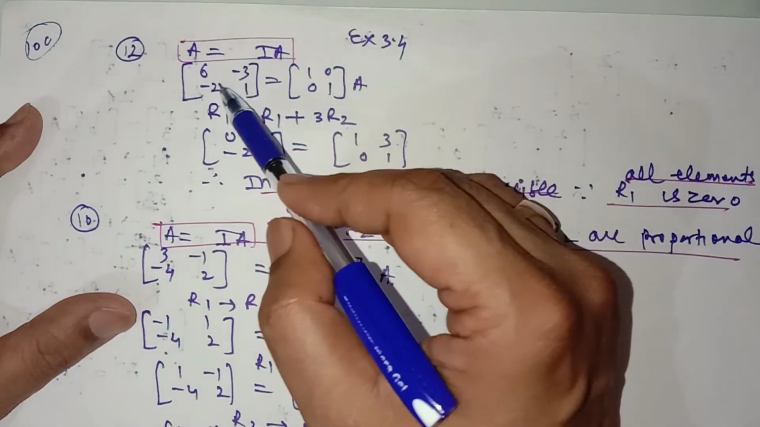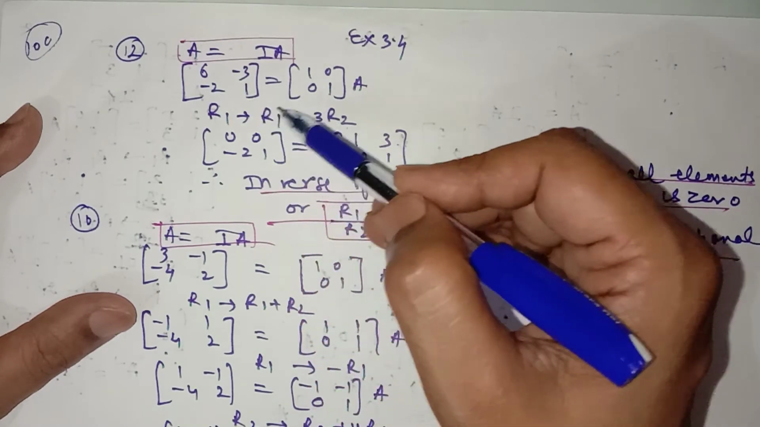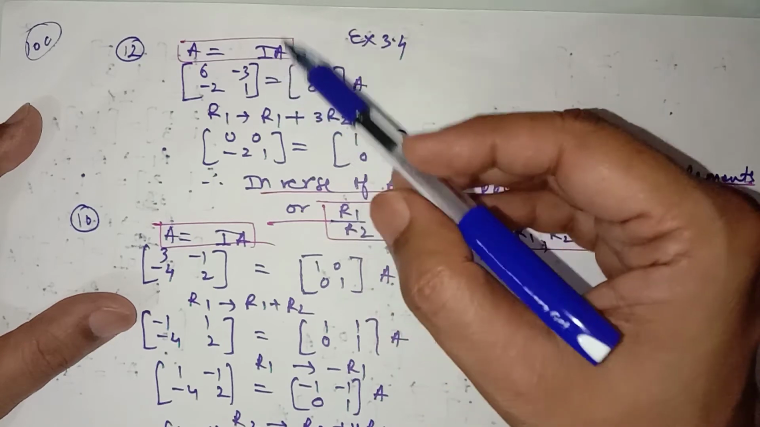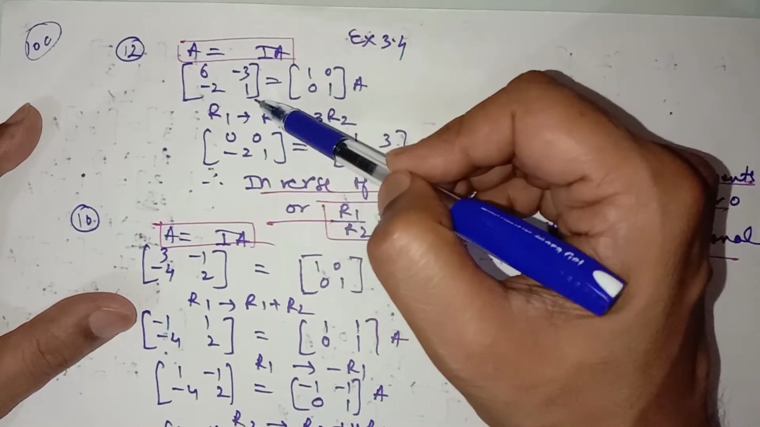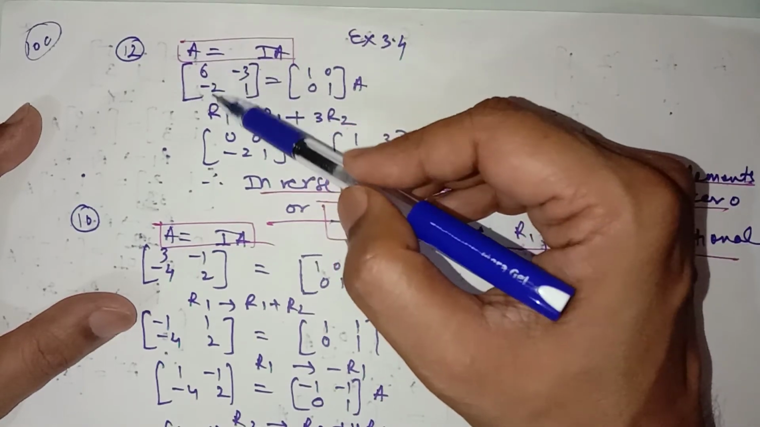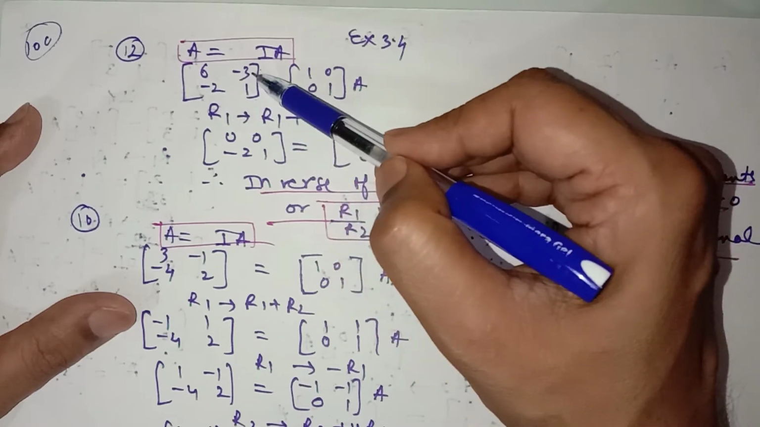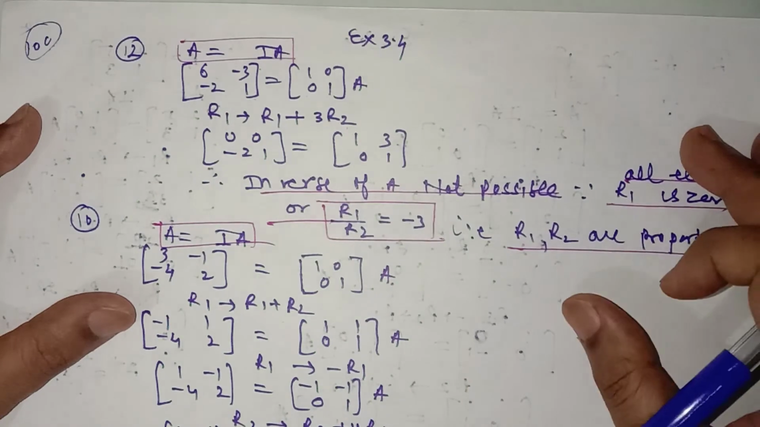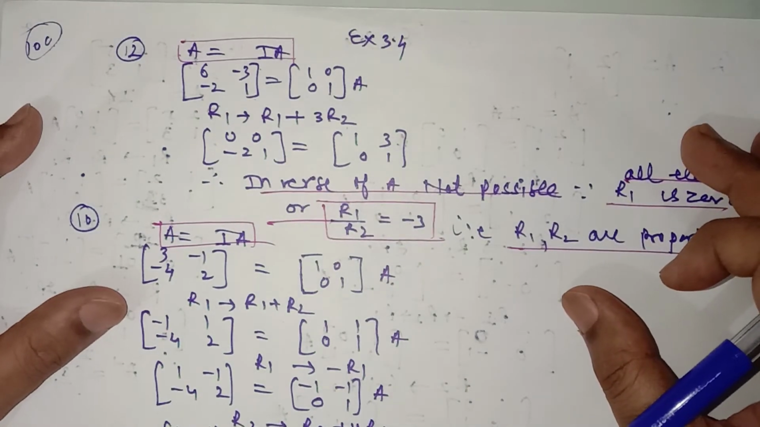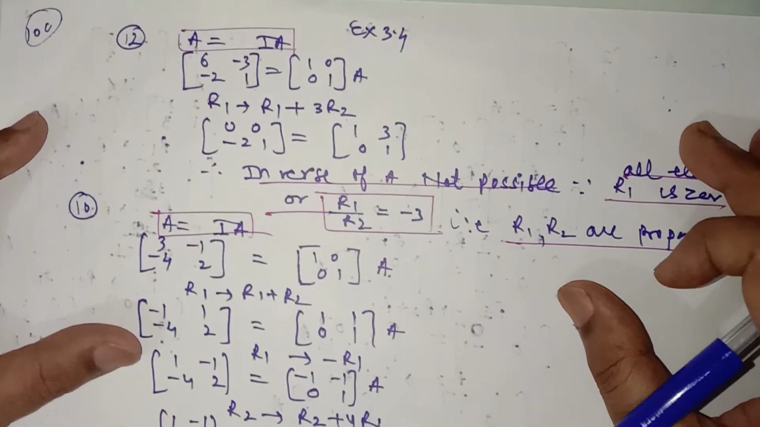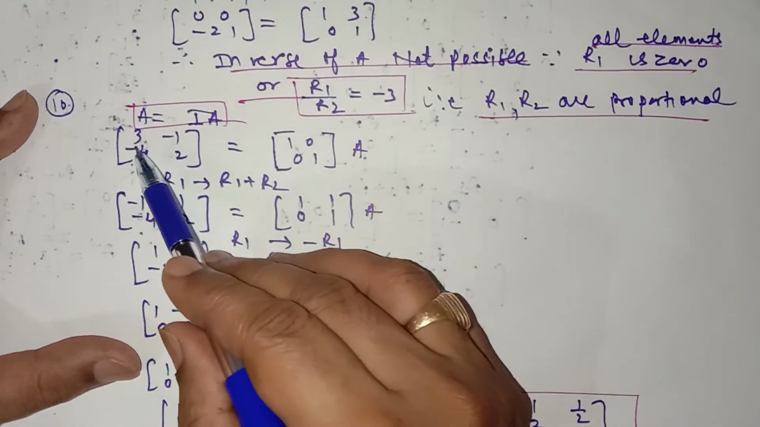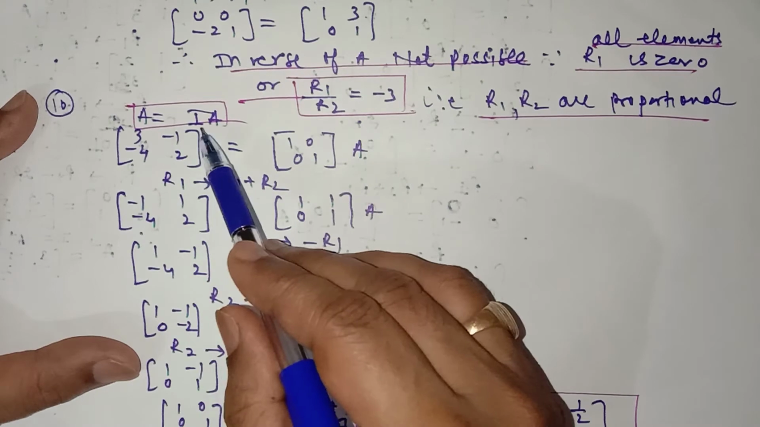Similarly, in the beginning itself you can easily find whether you can find the inverse of the given matrix or not, because here the ratio of the first and the second row is minus 3 upon minus 3, 6 upon minus 2, 1 upon minus 3. If the ratio of the first and second column is the same, then it means that the inverse of this matrix does not exist.